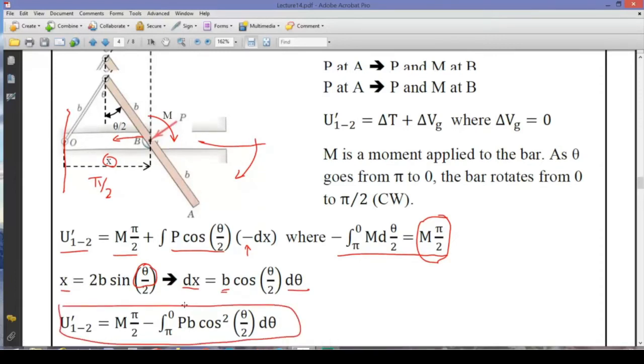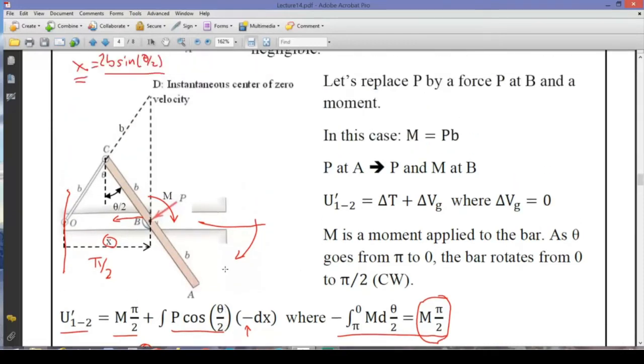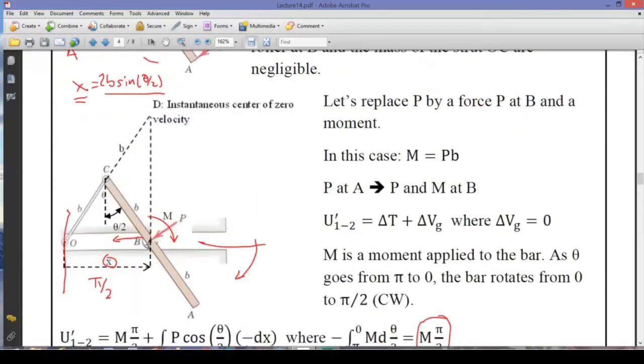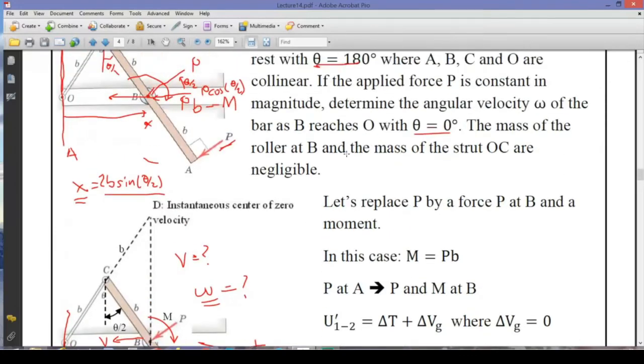Now, the next thing to work on is the kinetic energy. And for kinetic energy, we have to determine the velocity information of this system. We need to determine the velocity of the mass center, which is located at point P. So I need to find out what V is. And also omega, which is something that I'm also looking for, to be determined and asked in this question.